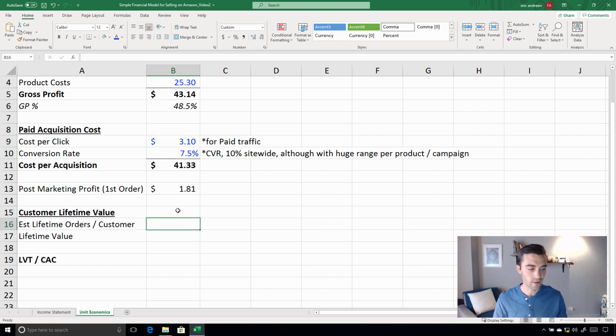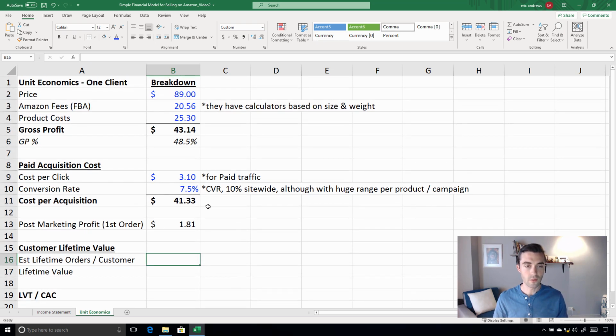Next, you just want to think about, for instance, if your strategy is mostly paid acquisition, how many lifetime orders do you think you'd be getting from one customer? So if it's a consumable product like protein powder, probably people are going to be buying it a few times. Maybe you have the product launched on another platform and you say, wow, if I look through all the emails, on average, my typical customer purchased 2.2 times. If that's the case, then you basically make this $43 of profit 2.2 times.